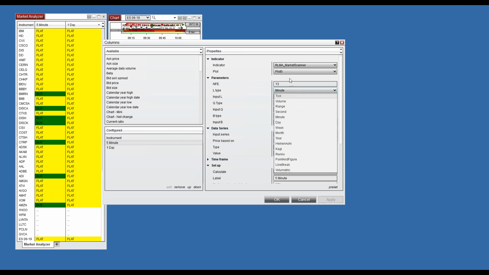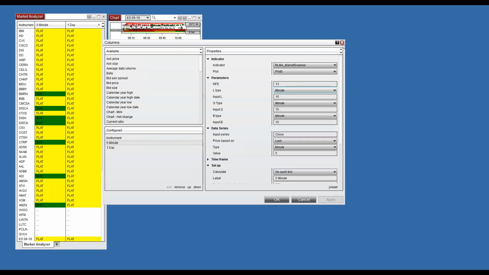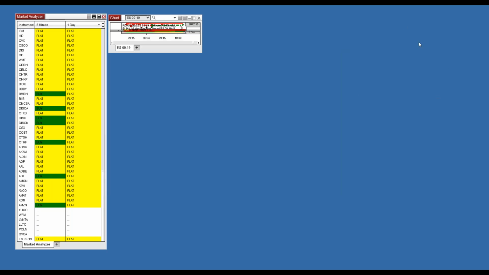So the Unirenko would use range. And that would be what you would configure in the analyzer. And we can help you with that, and it's in the video. It's really easy to do.